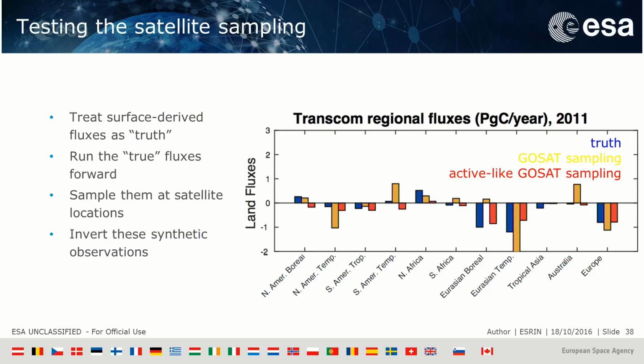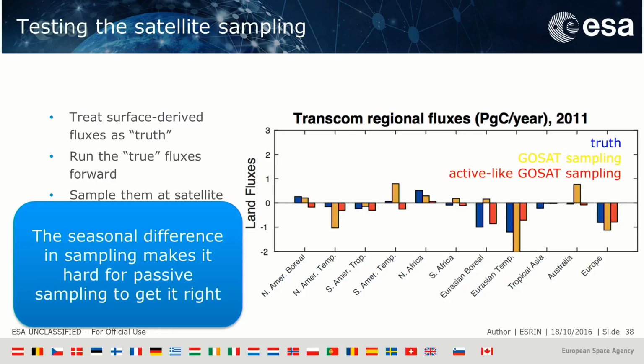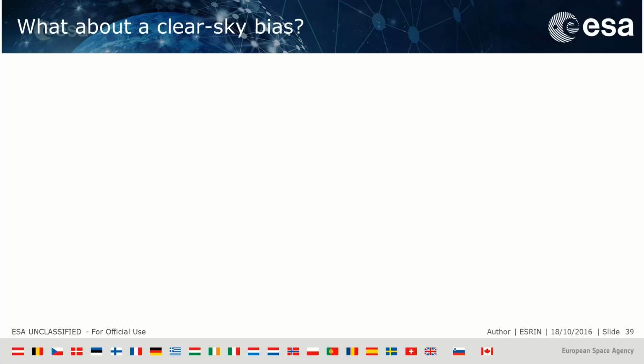But the active light GOSAT sampling is actually pretty good. So it's within uncertainty. I didn't put the uncertainty bars on the plot, but it's within uncertainty. Oh, look, Europe is perfectly matched, and so are most other regions. So Eurasian temperate is a bit strange, but this really suggests that the seasonal difference in sampling makes it hard for the passive sampling to get it right, but the additional coverage of GOSAT actually means it can see what's going on, assuming that the measurements aren't biased.